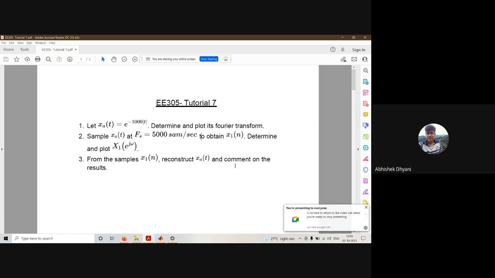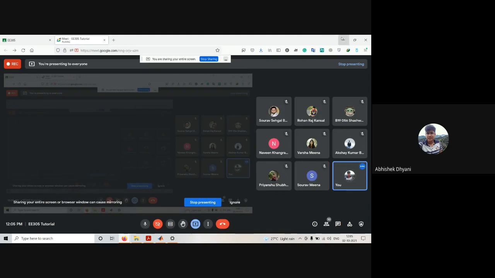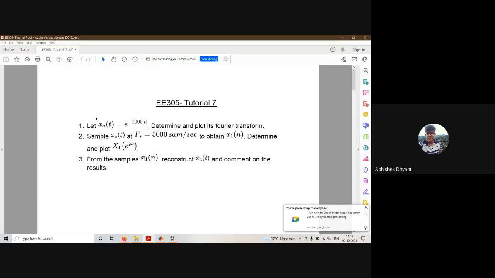So we'll just do these 3 questions, and this is basically to give you the gist of sampling and reconstruction. Let me start with question number 1. We are given this signal x_a(t) equal to e raised to the power minus 1000 absolute value of t, and we have to determine and plot its Fourier transform.